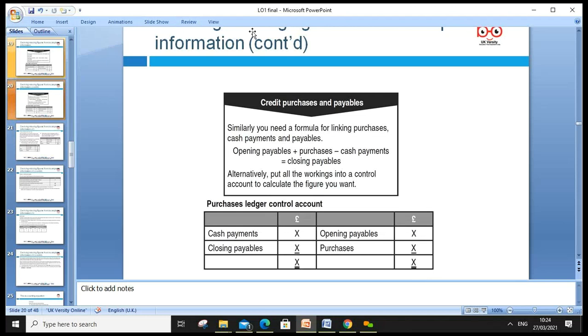And the purchase ledger control, which means trade payables, also known as creditors. When we have credit purchases, it links with the purchase day book and can be linked with the cash book.